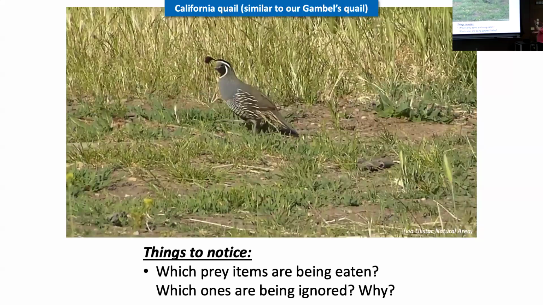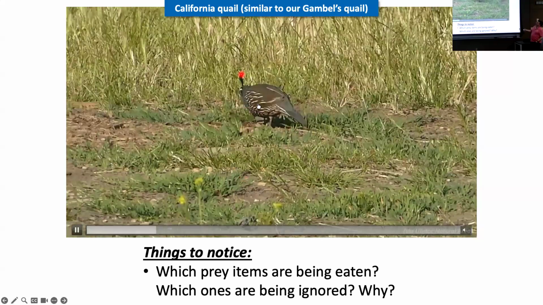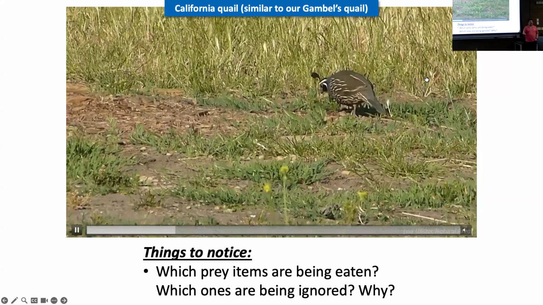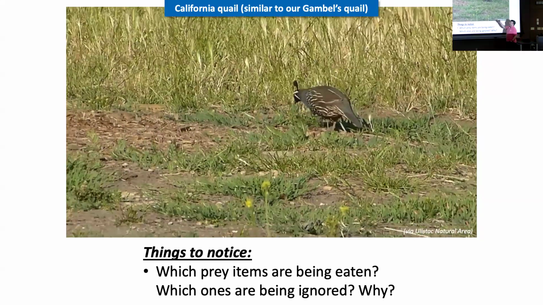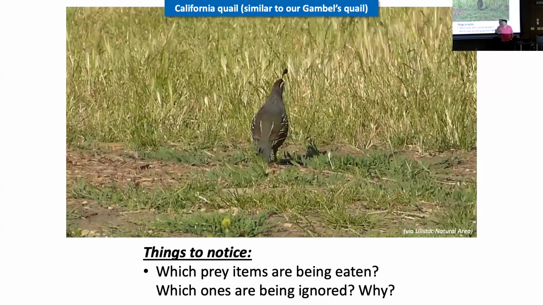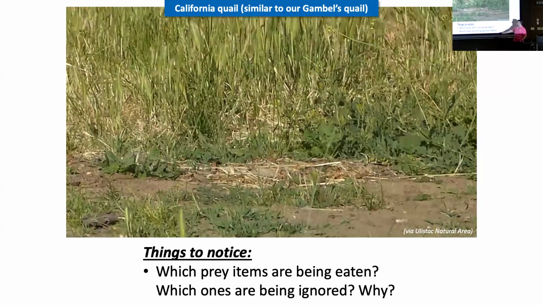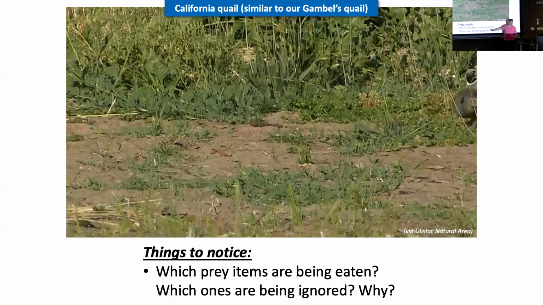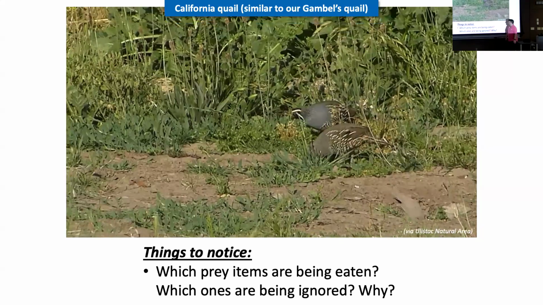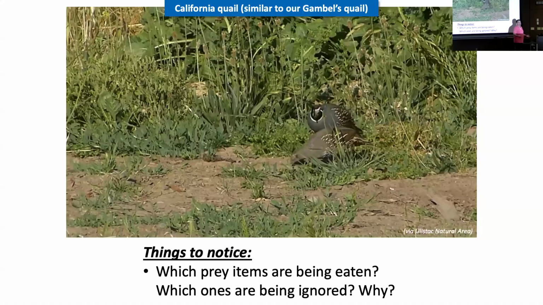So, we watch this quail. One of my favorite examples is quail. They go around and they're ignoring a lot of different little critters, mealworms and other things that they eat that they can find there, but they're eating some others. So we can ask these questions: which prey items are being eaten? That's a descriptive question. And we ask the why question. Why is it choosing these prey items? So which are being eaten, which are being ignored, and the causal question of why.